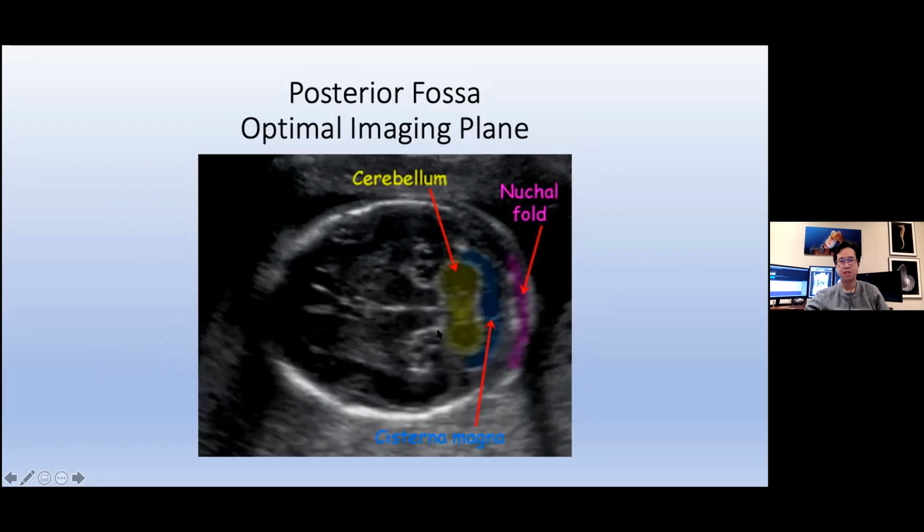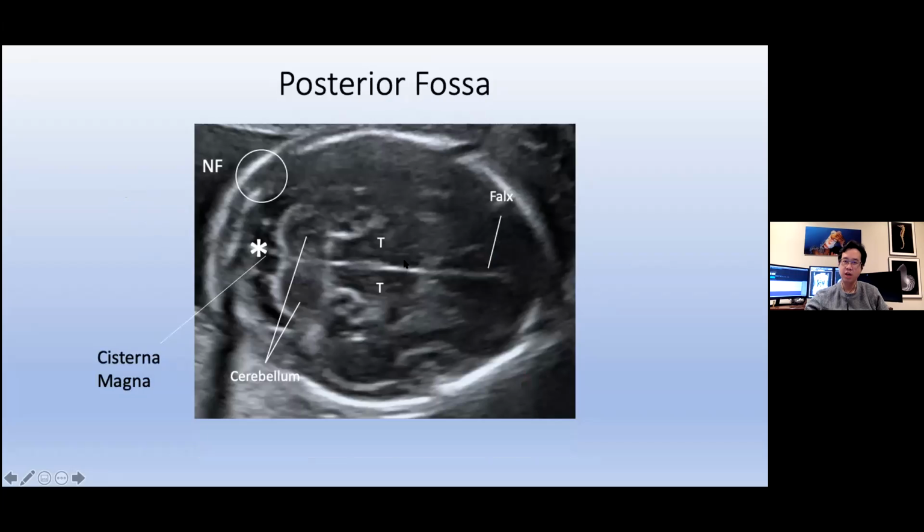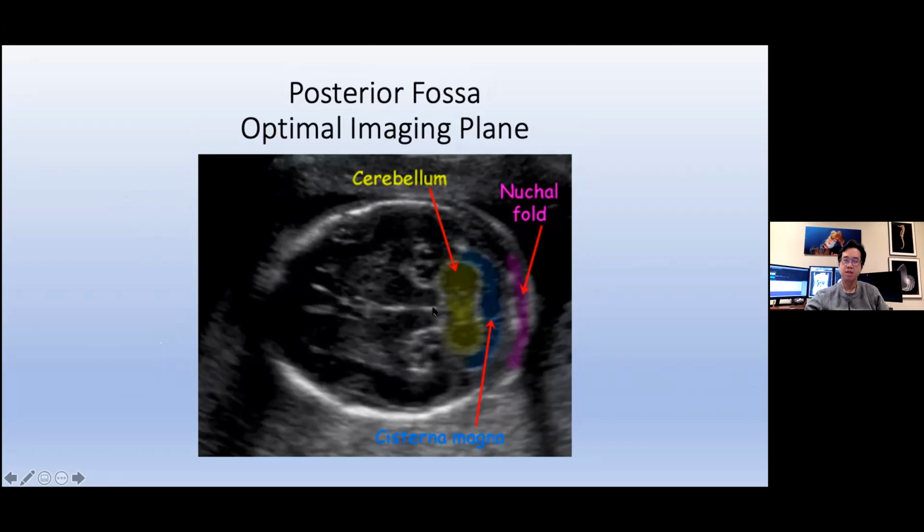Okay, so this is the optimal imaging plane, because the last image wasn't quite optimal. And the reason for that is that we are not seeing that rectangular cavum septum pellucidum. So in order to get the most beautiful imaging plane to be able to measure the nuchal fold, cisterna magna, and evaluate the posterior fossa, you want to see that cavum septum pellucidum, that little rectangle in the midline, and then you are able to see the cerebellum, cisterna magna here, and then your nuchal fold.